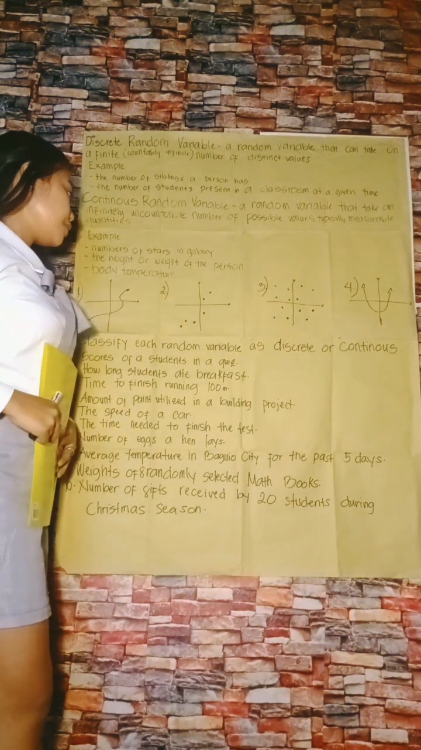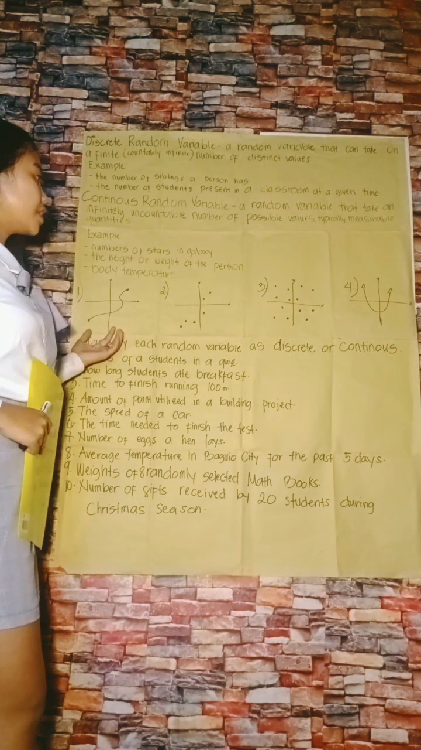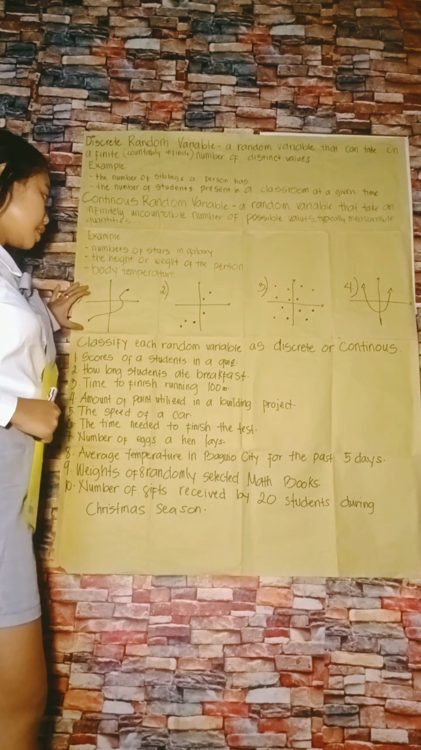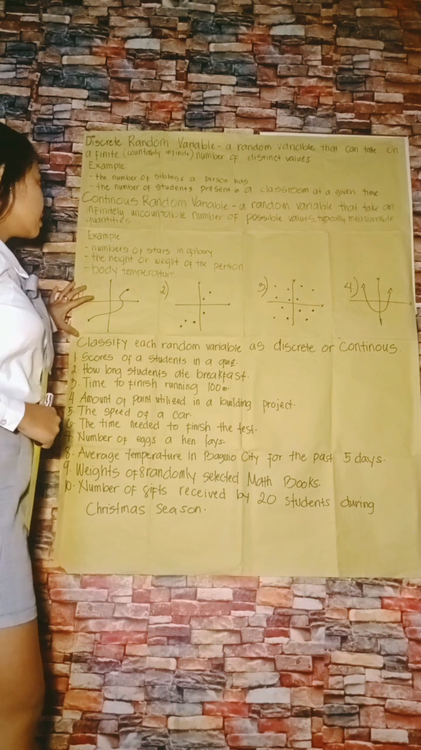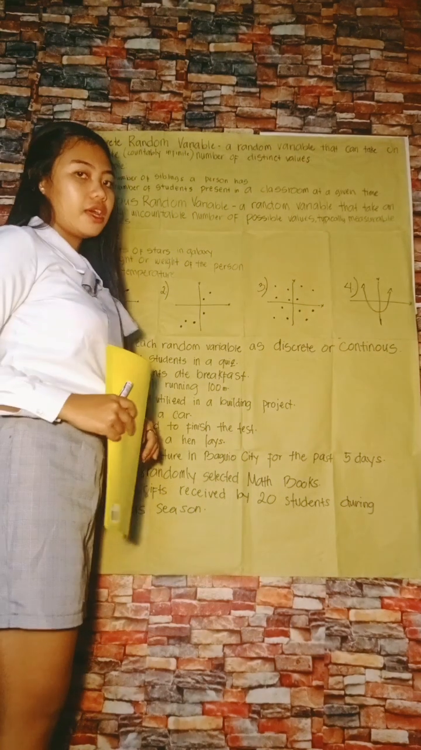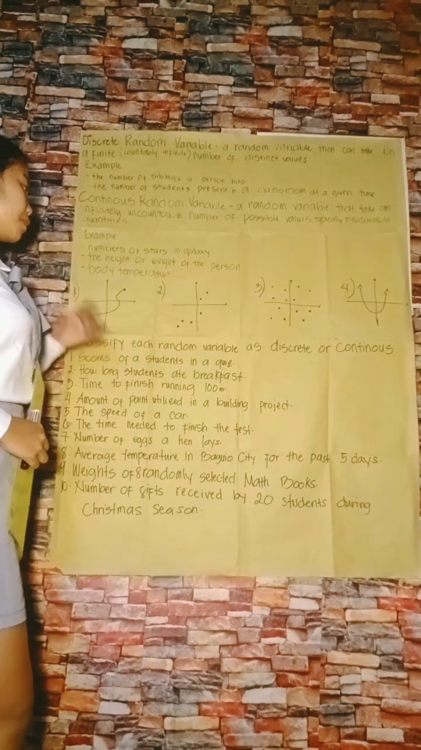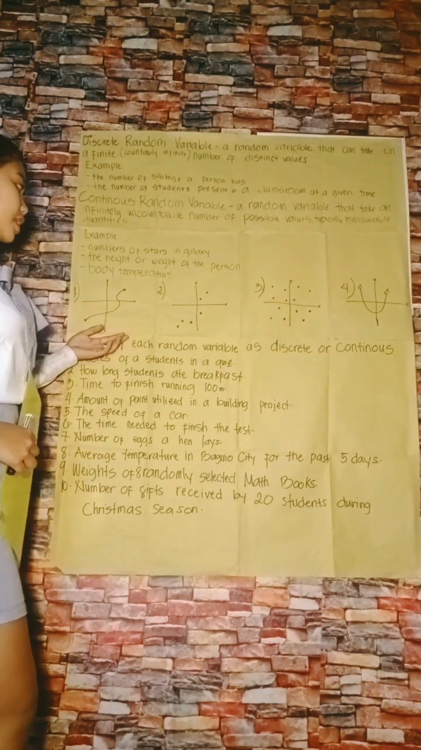Let us first look at the graph and determine which ones are discrete and which ones are continuous. So if the points are connected between the start and the end, it is a continuous random variable. And if not, it is discrete. We have here number 1. Is it discrete or continuous?